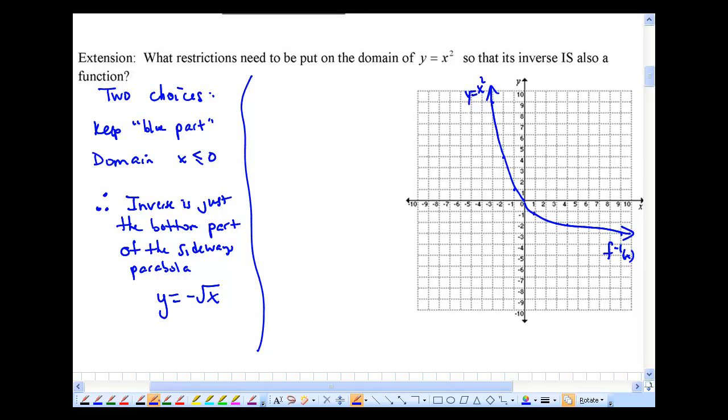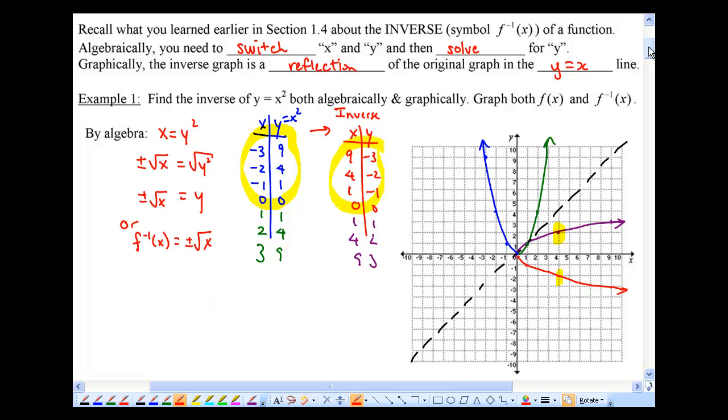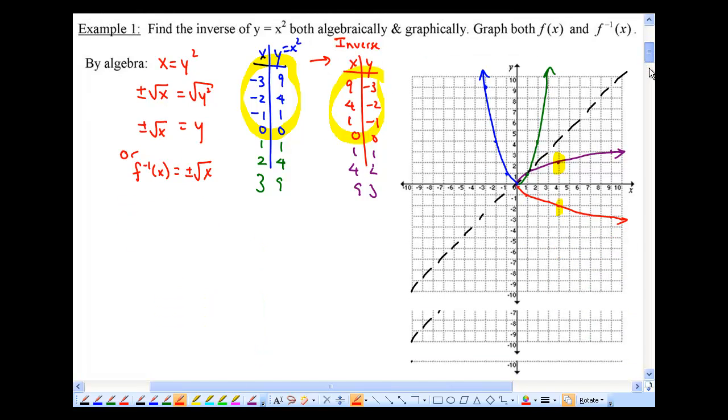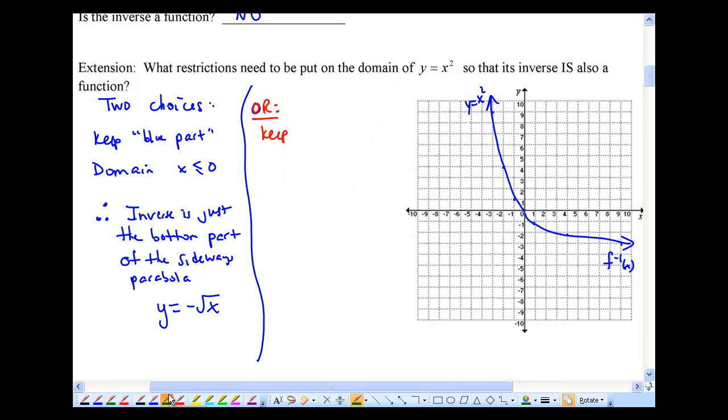Now, the other choice would be to keep, was it the red part? I forgot what color I used. Oh, yes. Keep the green part. And of course, that belongs to this domain, where x is greater than or equal to 0. And so I have this part of the parabola.